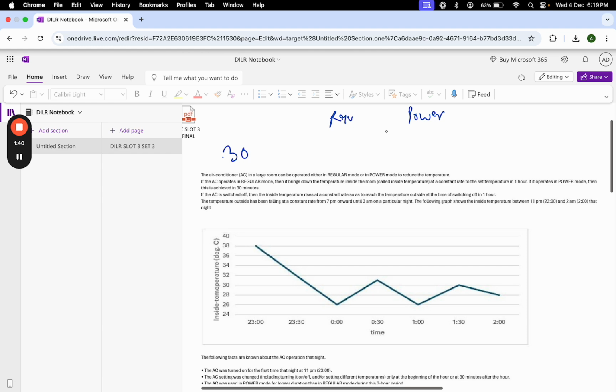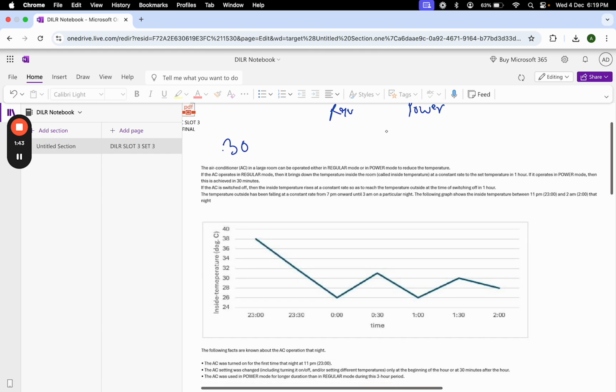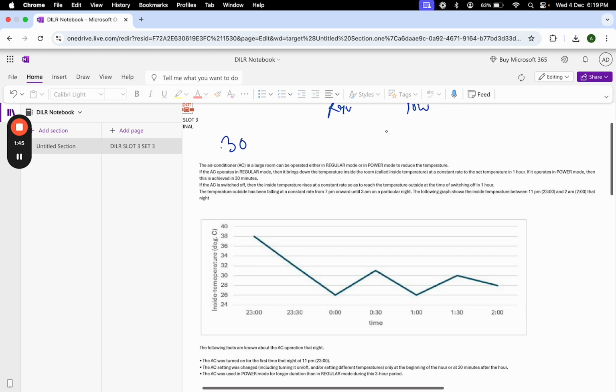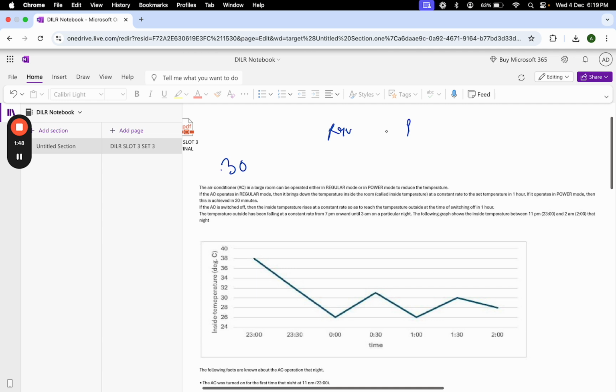Now, what the next point states: if the AC is switched off, then the temperature rises at a constant rate to reach the temperature outside at the time of switching off in 1 hour. So in the same way, let's say we reach the optimum temperature of 24 in both the cases, and we have switched off the AC, assuming that the outside temperature is still 30, it will take 1 hour in both the cases to reach the normal temperature, which is 30 inside the room. This is what they have said till now.